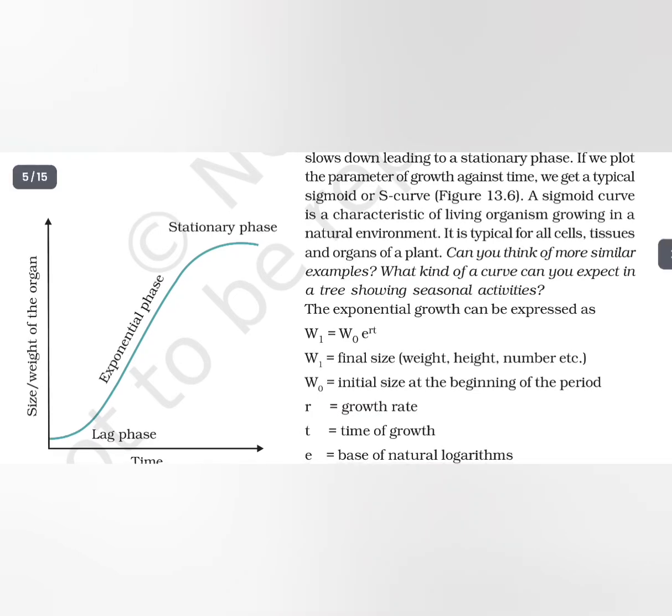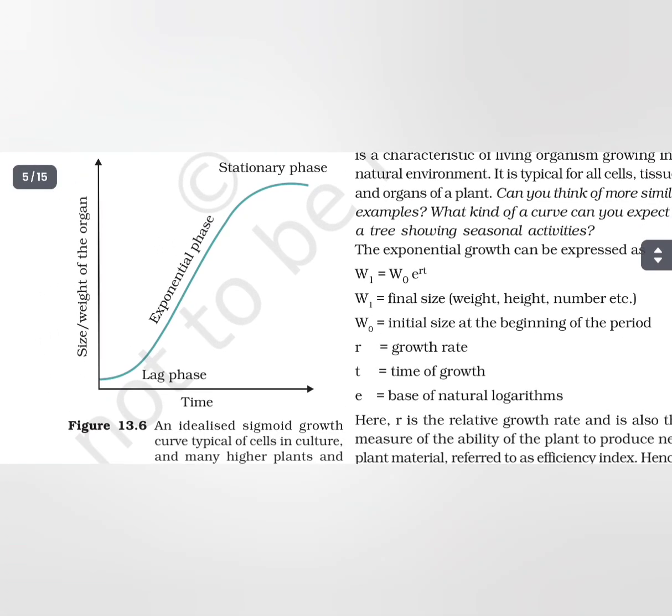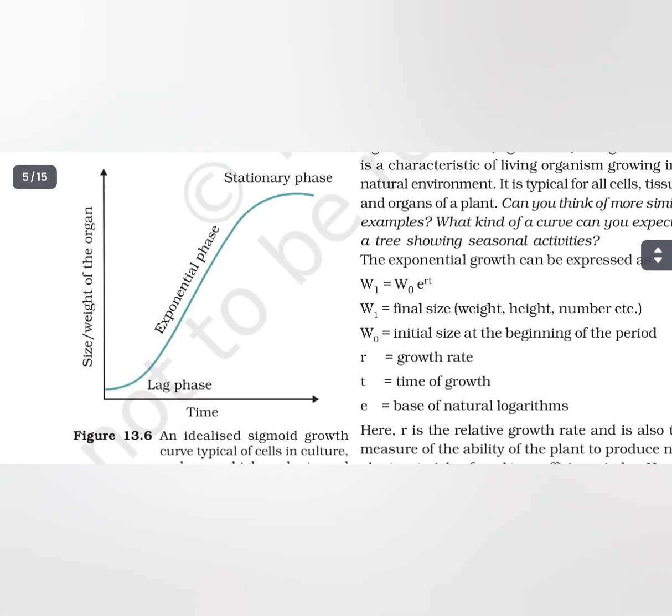The exponential growth can be expressed as W1 = W0 e^rt. W1 is equal to final size. W0 is equal to initial size at the beginning of the period. r is growth rate. t is time of growth. e is the base of natural logarithm. This is the sigmoidal curve graph.